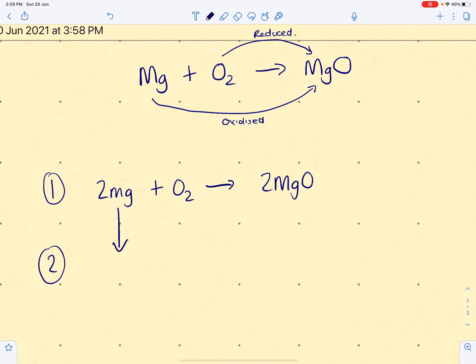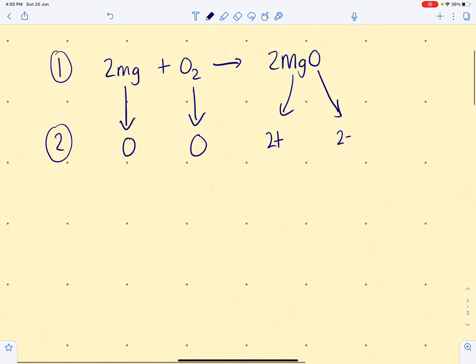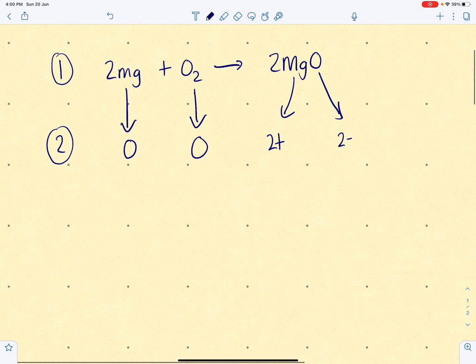Now we've got the balanced equation, we can go on to stage two, which is to assign oxidation numbers. So in magnesium, it's elemental magnesium, so the oxidation number must be 0. We've got elemental oxygen with an oxidation state of 0. The magnesium is in group 2, so it's got an oxidation state of 2+, and the oxygen always has an oxidation state of 2- because that's rule 2 from our oxidation rules. So now we can start to see OIL RIG, oxidation is loss, reduction is gain.